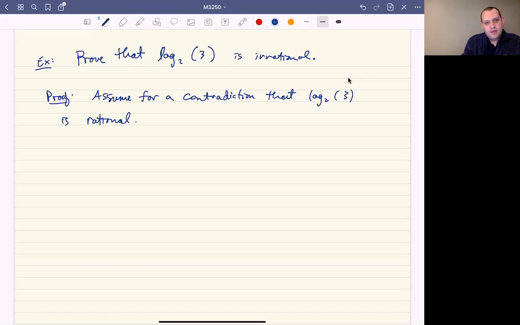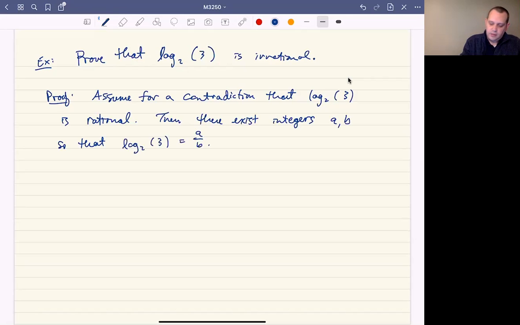That means that then there exist integers a and b, so that log base 2 of 3 equals a over b.